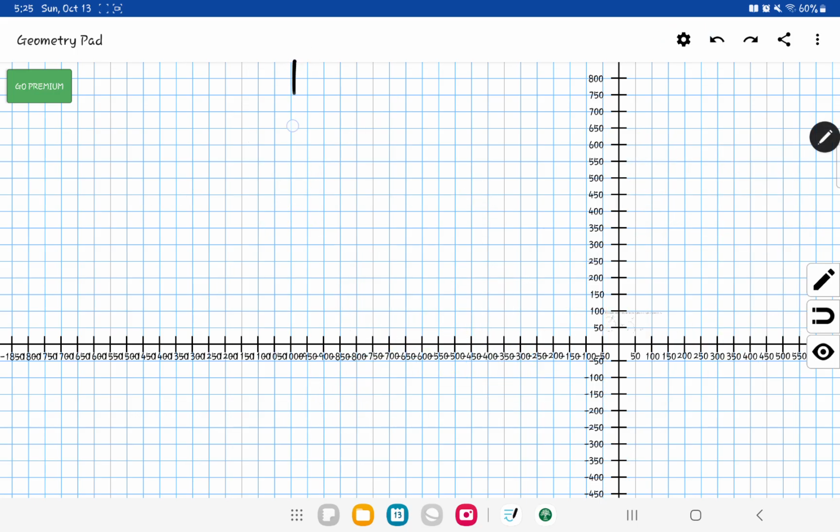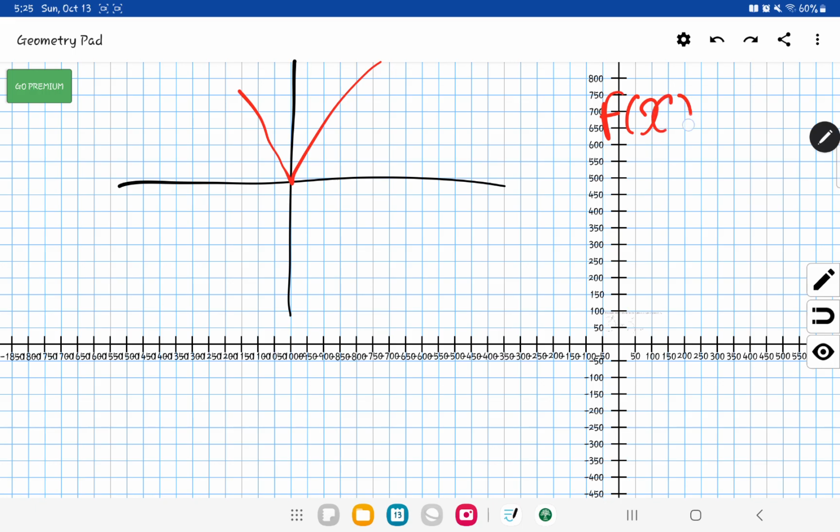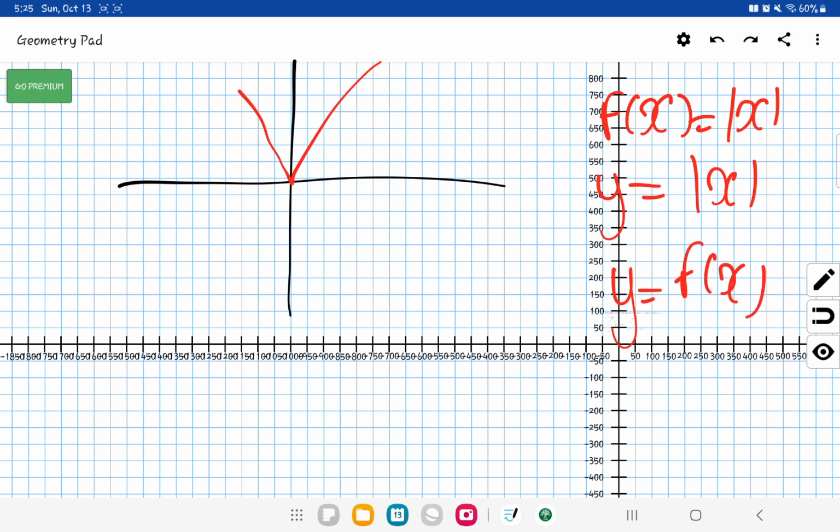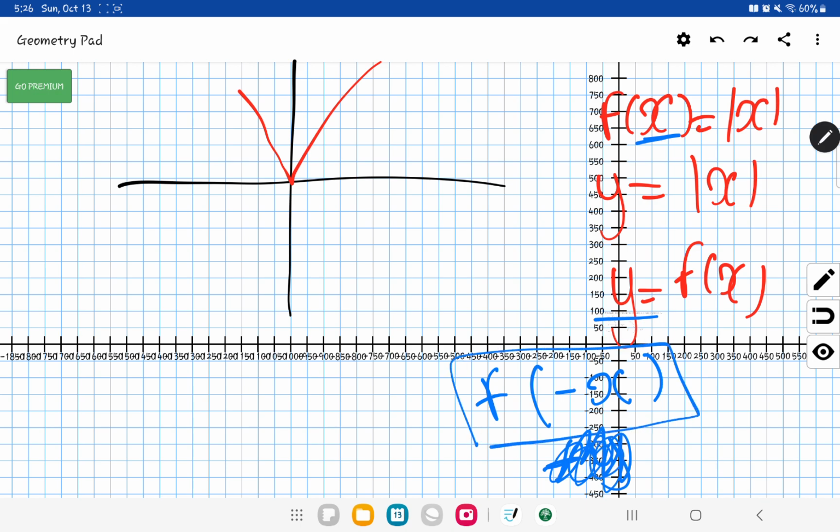Now, what about a horizontal reflection? We're going to draw the graph again. And I will write f(x) is equal to absolute value of x, y is equal to absolute value of x, y is equal to f(x), or the other way around. So what happens if we put a minus here, or a minus to the y? So it's going to be either f(minus x) or minus y. I don't think actually minus y works. So let's stick with f(minus x).